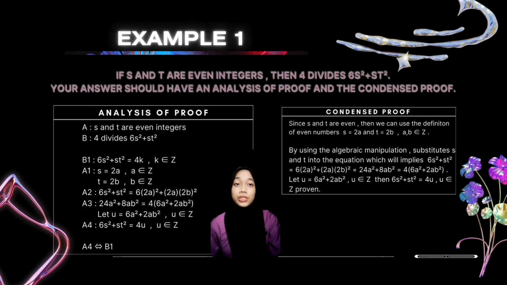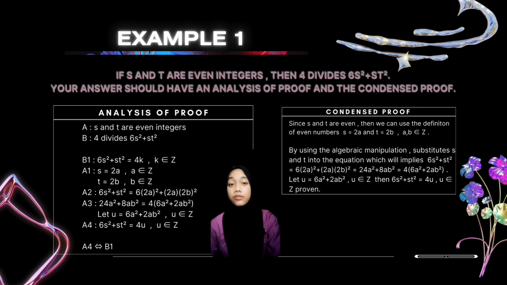Okay, let's move on to example 1 for the construction method. The first question: if s and t are even integers, then 4 divides 6s squared plus st squared. First, we are going to do the analysis of the proof. For A, we label it as s and t are even integers. And for B, it is 4 divides 6s squared plus st squared.